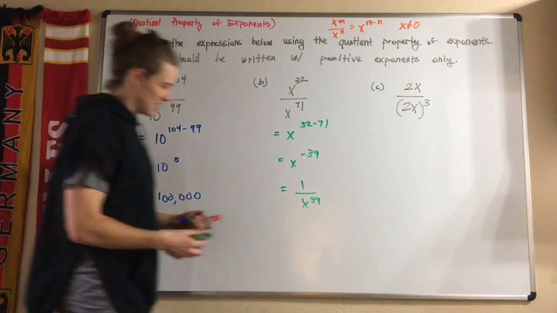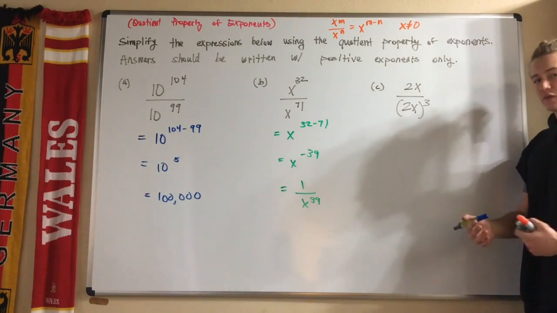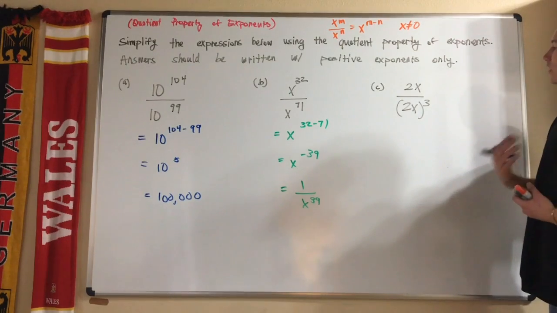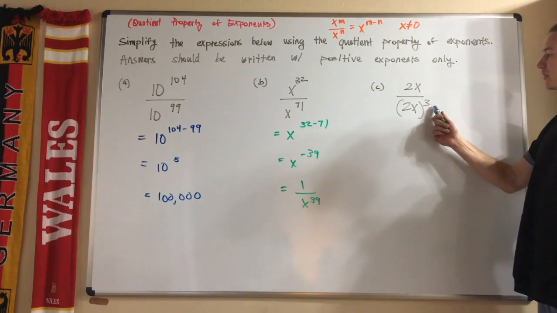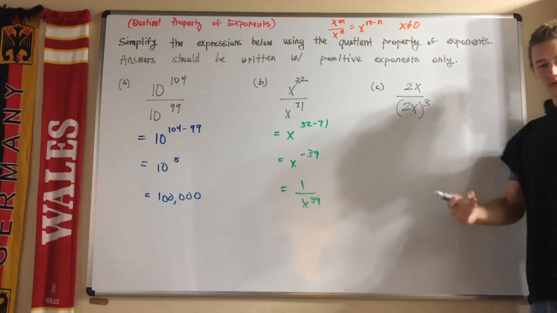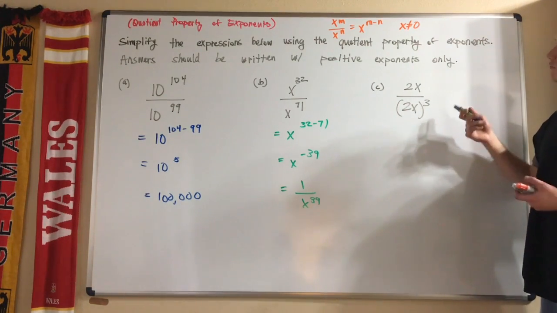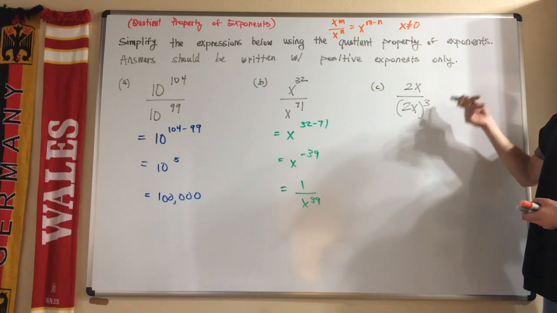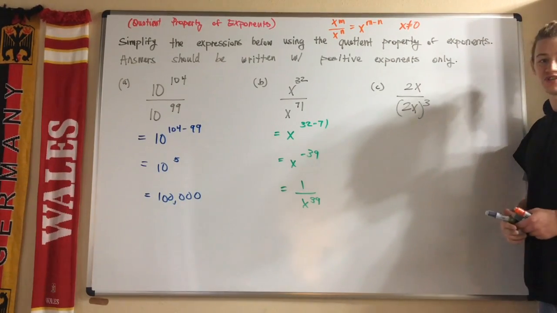Let's look at part C now. Part C, now we could solve maybe a couple different ways, and maybe some people would be inclined to solve this problem by distributing a 3, or this power of 3 to the 2 and the power of 3 to the x. And that's totally fine. That might even be a better way to solve this problem. However, I want to practice using the quotient property of exponents on this problem to see how it might help us in the future in a different application.